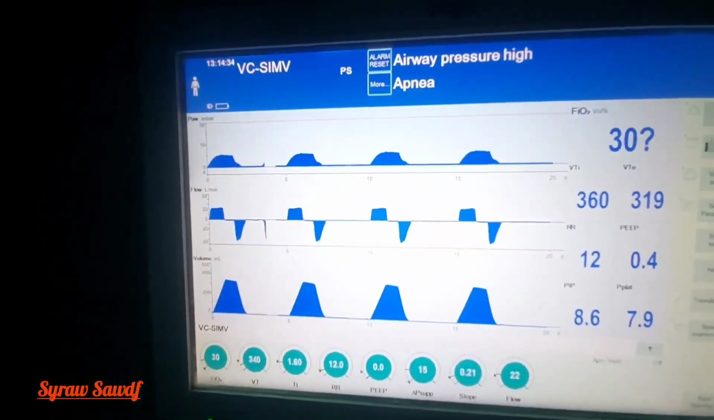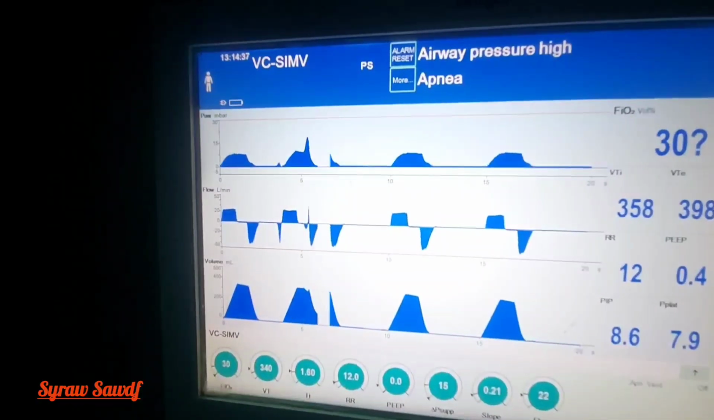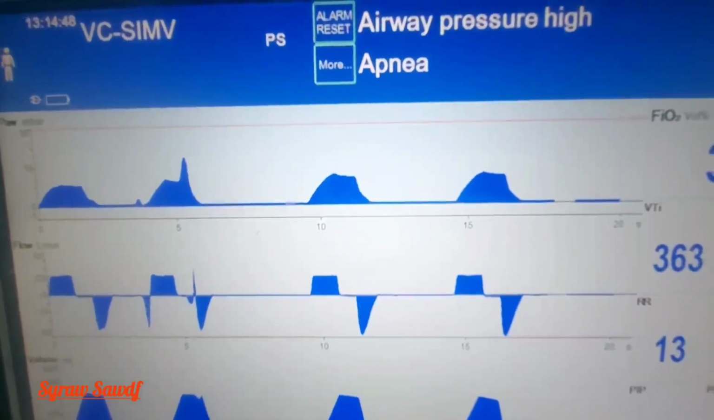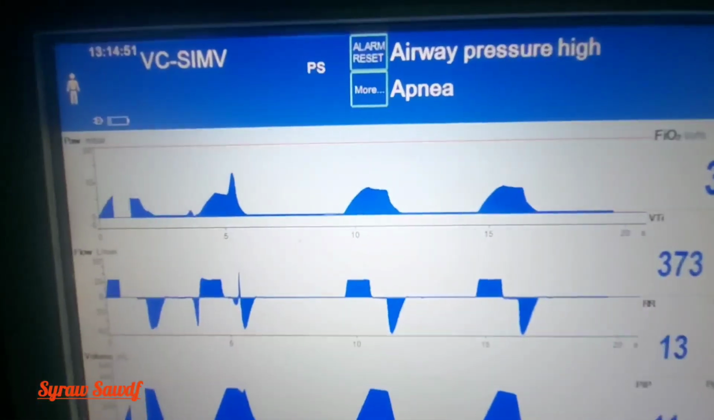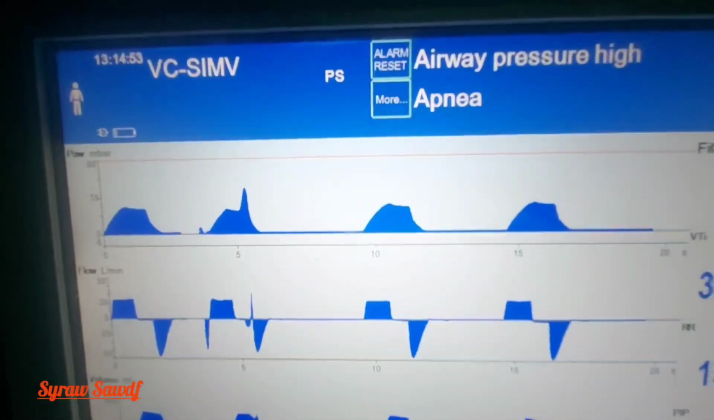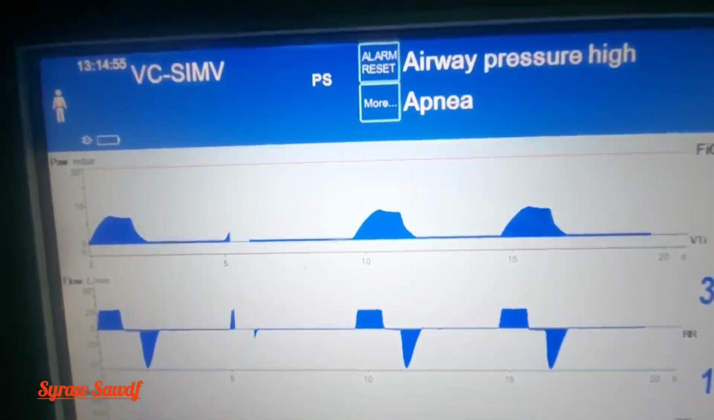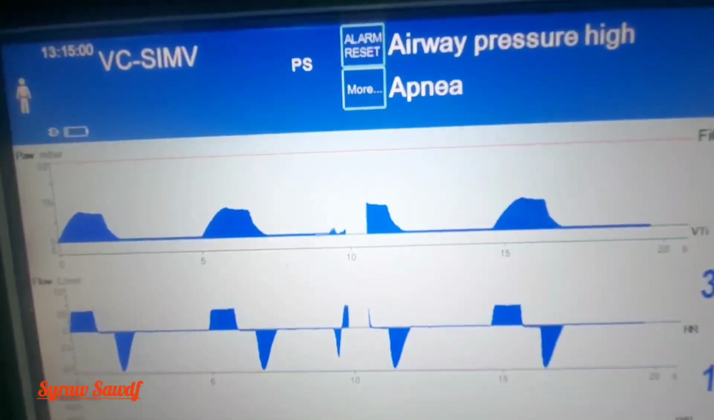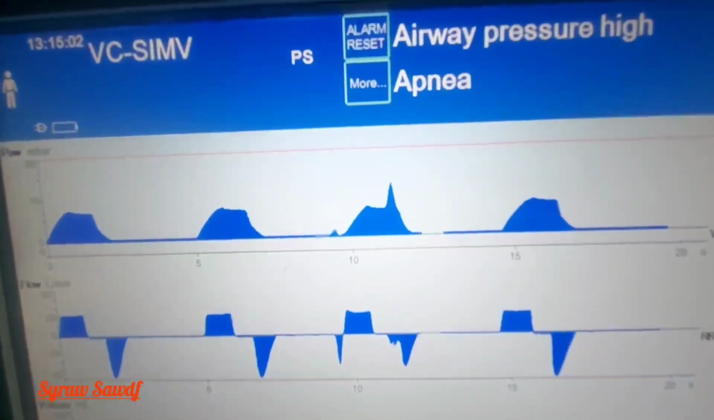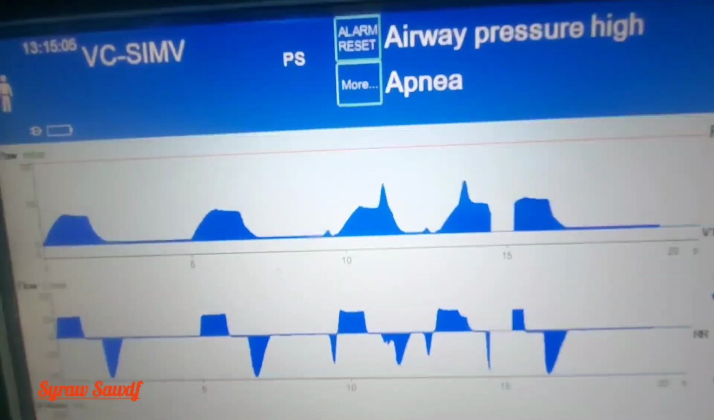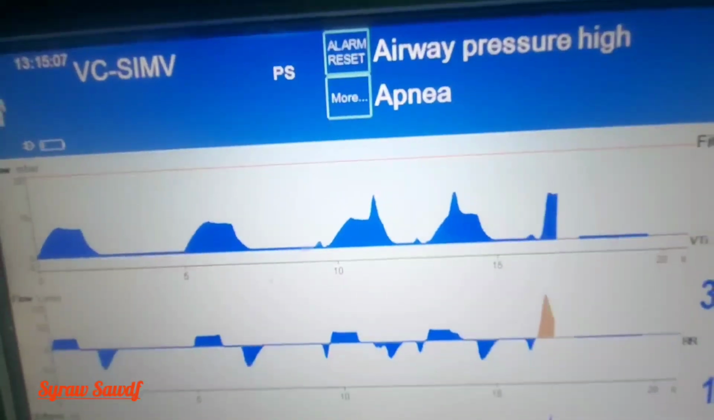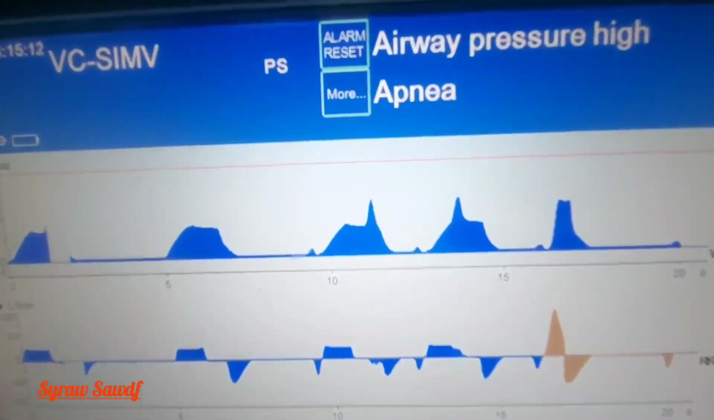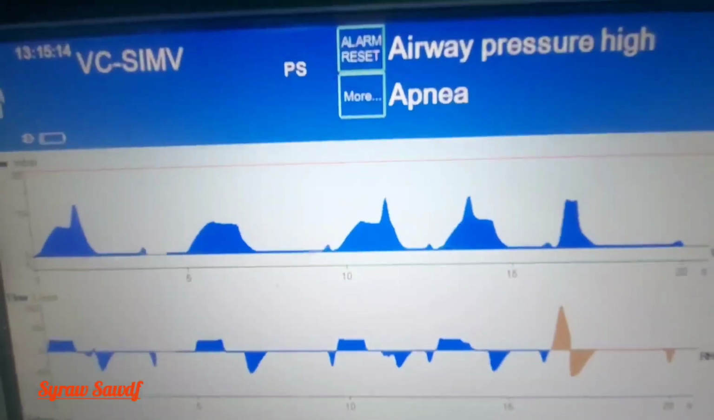Let me try it. You see here? Okay, let me do it again. I will compress my dummy lung and it will show, and the ventilator will pick that effort, the minor effort, and it will support it. Let me show you. You see here, I'm trying, and it not only lets the patient breathe, but it's trying to support the breath. Can you see here? It's trying to support the breath.